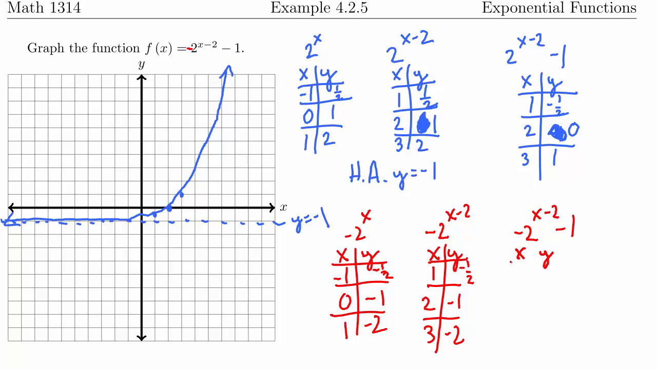Again, xy table, but this time my x's stay the same. So 1, 2, and 3. And I subtract 1 from all these values. -1/2 minus 1 is -3/2. -1 minus 1 is -2. And -2 minus 1 is -3. Now notice that my horizontal asymptote will stay the same.